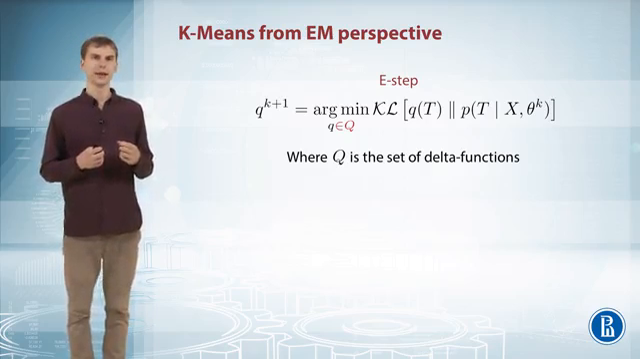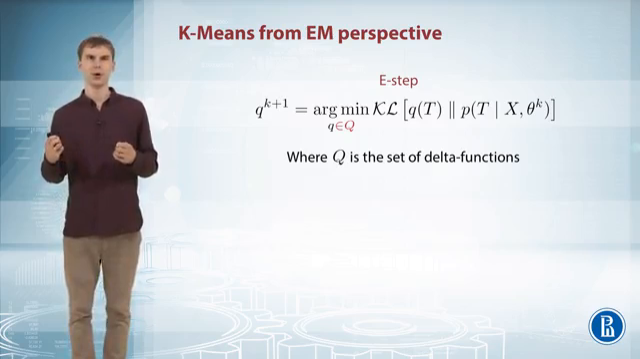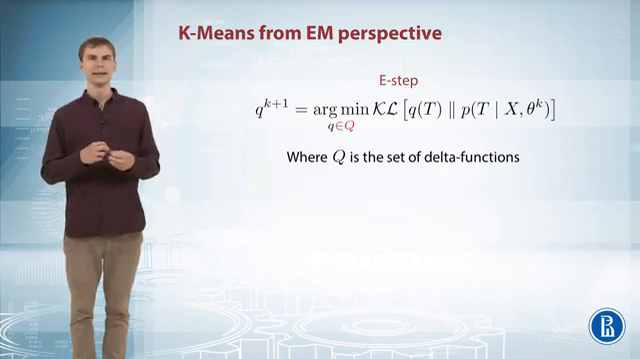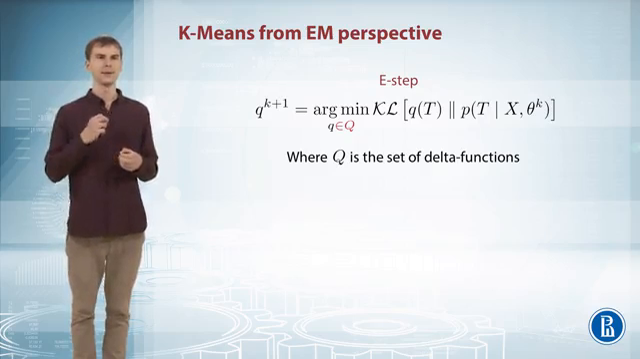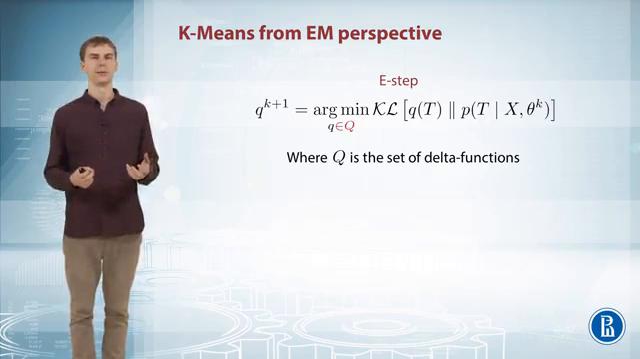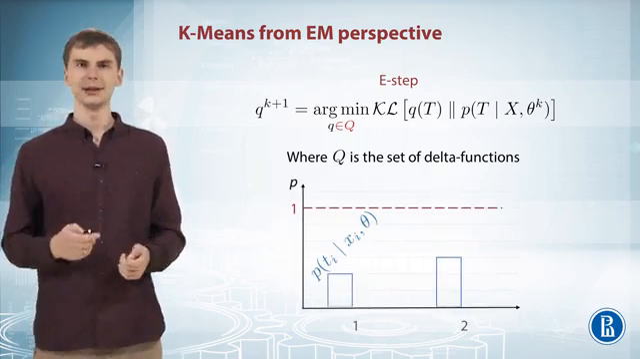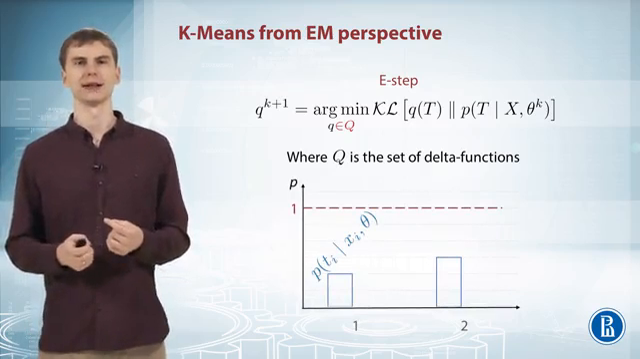So let's look at the Q among all delta functions, where delta function means that this probability distribution takes one value with probability 1 and all the other values with probability 0. So it's really certain about what the outcome will be. So let's imagine that the posterior distribution looks like this.